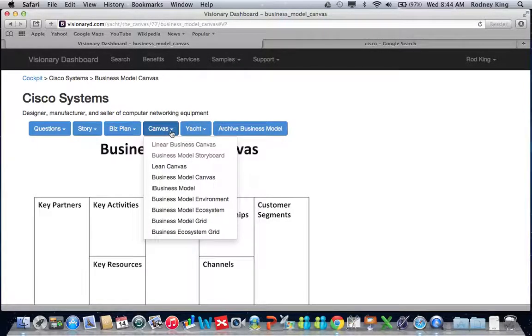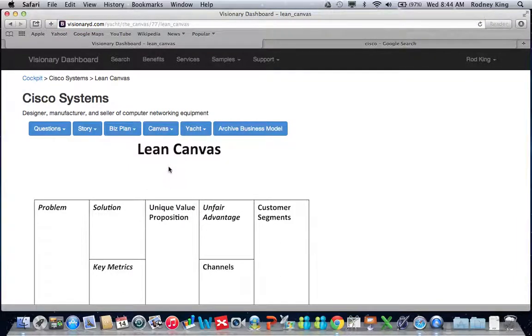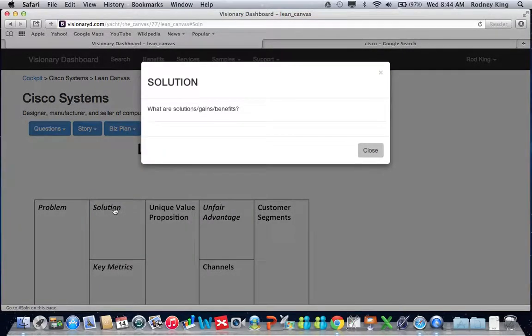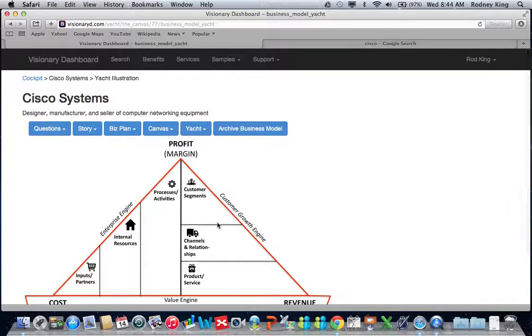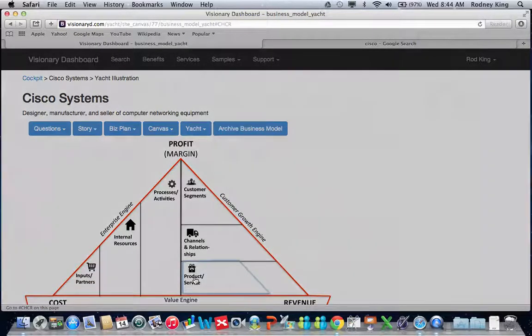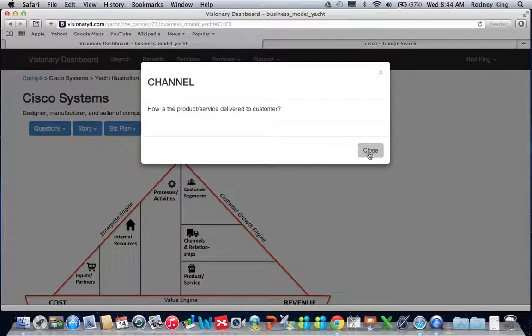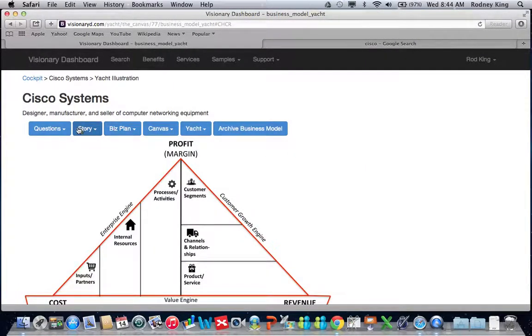Also, the business model can be seen in terms of other tools, for example, the Lean Canvas, and here one can look at other information, for example, solutions, problems, etc. There is another format in which you can present information once it is in the database of VisionaryD. One interesting format is the business model yacht. Here we can see that we can have information such as the products, etc. All of these can be obtained using VisionaryD.